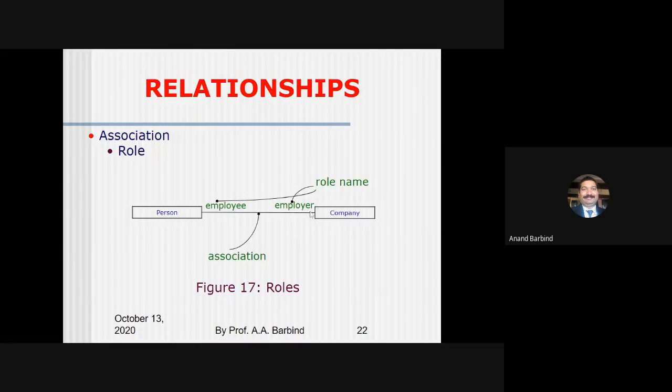and the role of the company in this association is employer. So the role played by the object of that particular class is specified at the end of the association, and that is the role name. It is quite possible that between two classes there can be two different associations, and the role played by the class in the different associations may be different. So a class may play different roles in different associations. That we shall see later.